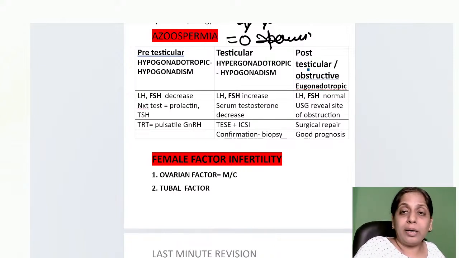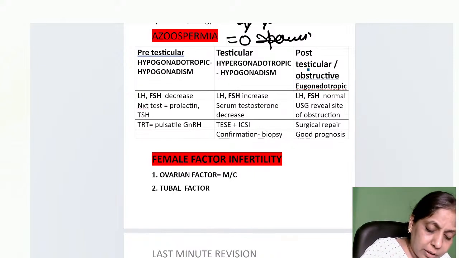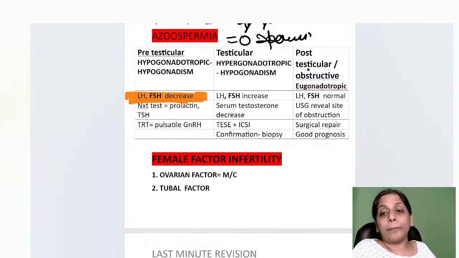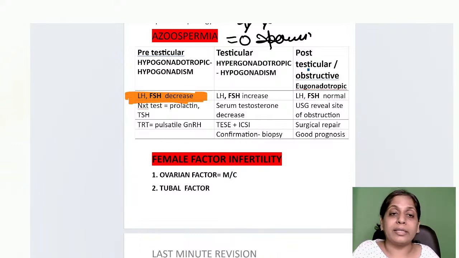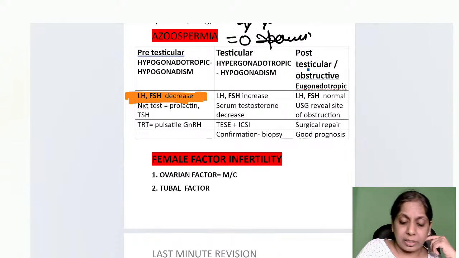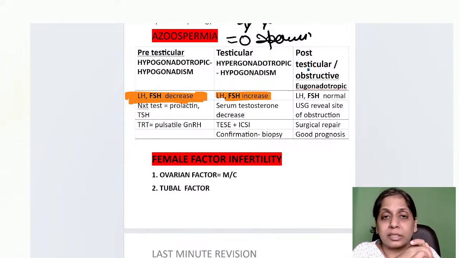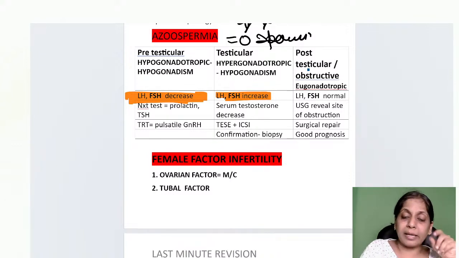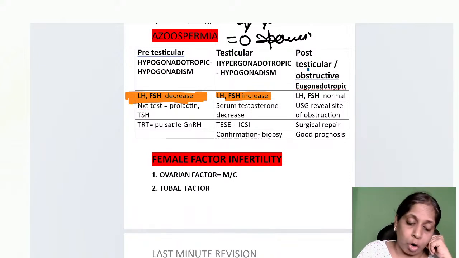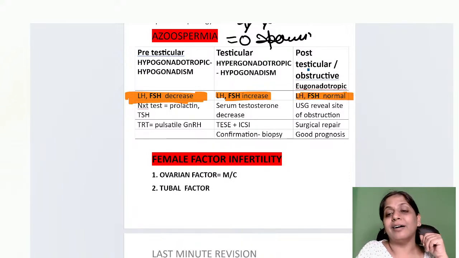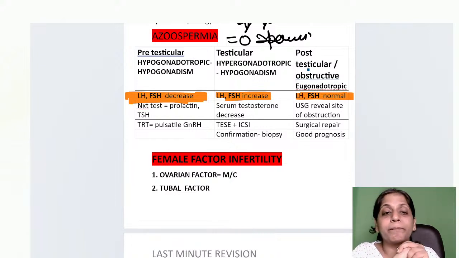So here, if it is pretesticular, that is the hypothalamus and pituitary are not working, then LH and FSH will be decreased. In the testicular, due to loss of the negative feedback, LH and FSH will increase. Whereas in the post testicular, which is obstructive azoospermia, LH and FSH will be normal.